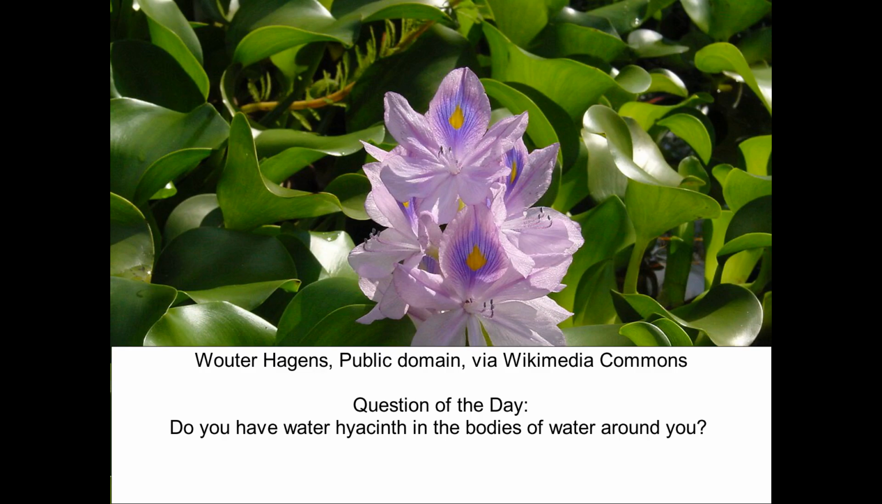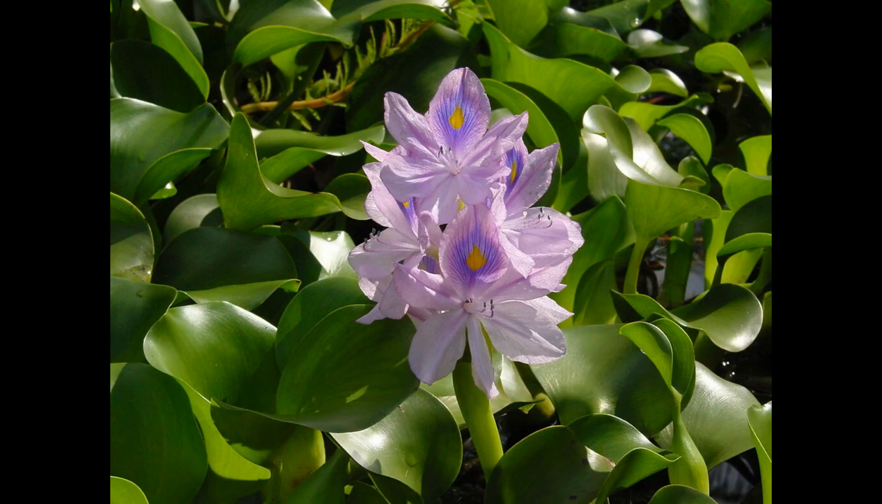Question of the day. Do you have water hyacinth in the bodies of water around you? Today, we're going to be looking at the water hyacinth, its origins as an invasive species, and then we will look at its impact on the ecosystem. And then we will talk about what you can do to help curb its impact. The plant is a free-floating plant that can get to be 1.5 to 3 feet tall. This fact and more awaits you inside the Natureverse, so come on in.